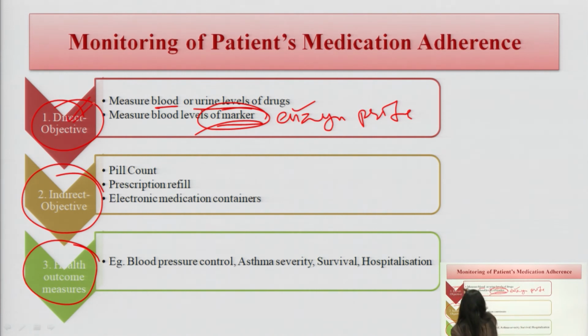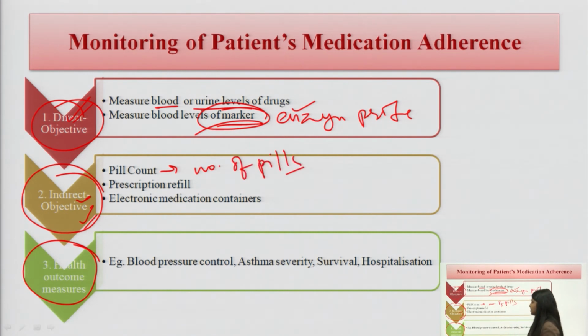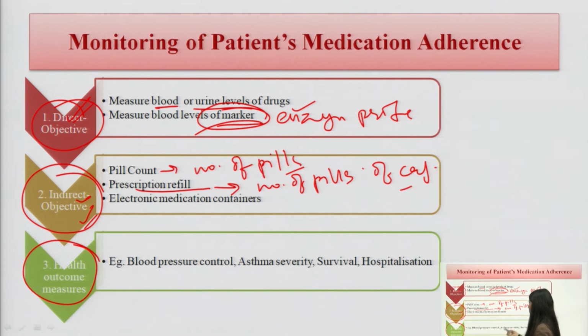This is called the direct method. Now, the indirect objective method means we are checking adherence in an indirect way. We can check the number of pills, or prescription refilling, when the patient comes again for refilling the prescription, generally at the follow up time. So we will check the numbers of pills, capsules, tablets, these all things.